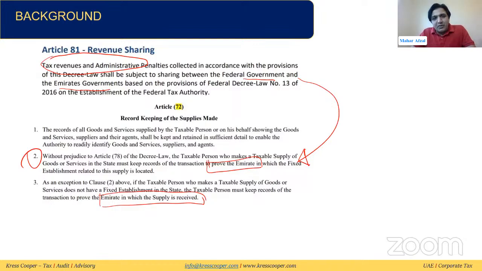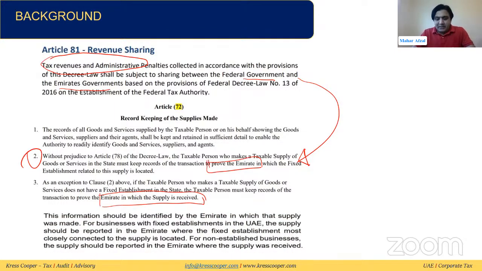VAT law. So we have discussed two things till now. First, the administrative tax revenue and related penalties need to be shared between the federal government and the Emirates government. Two, based upon this foundation, the record keeping requirement was there as per Article 72 of the repealed law, and it was said that where there is a fixed establishment, we need to maintain the record to prove the fixed establishment, and where there is no fixed establishment, we need to maintain the record of the Emirate in which the supply is being received.